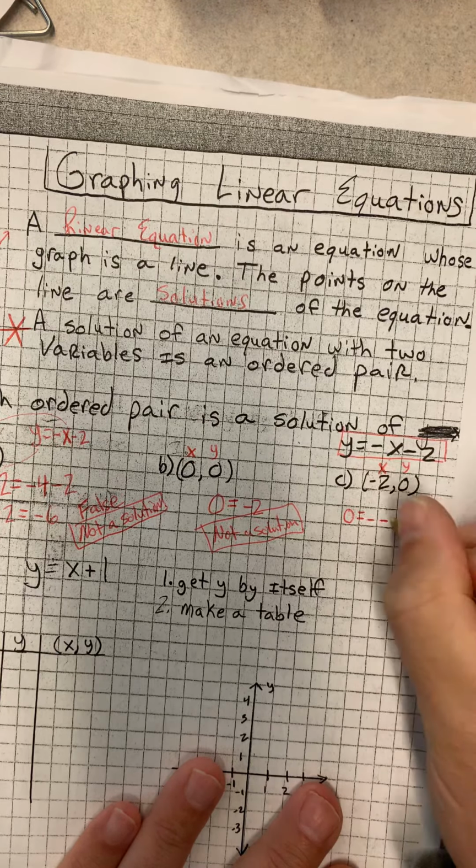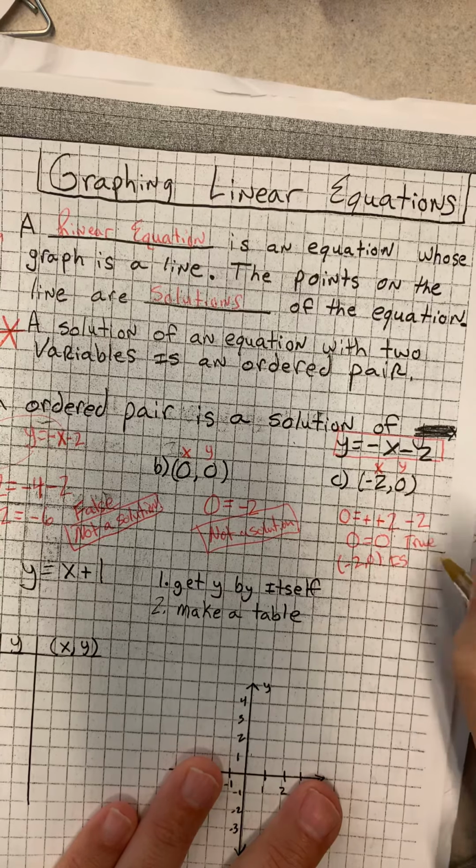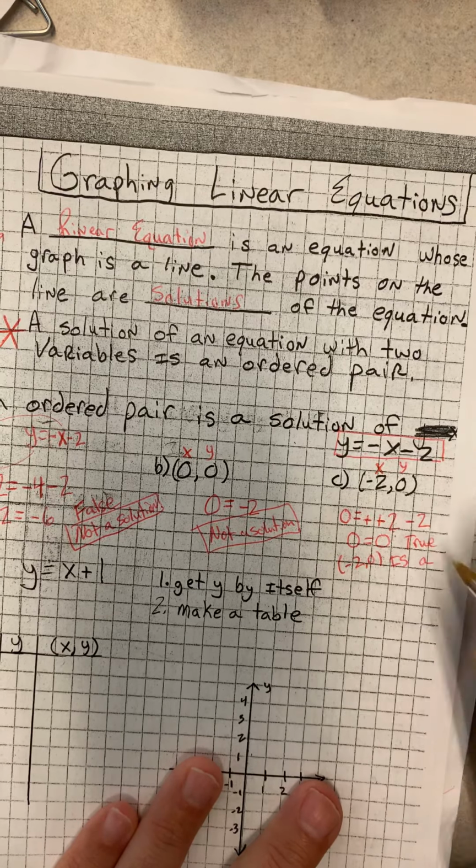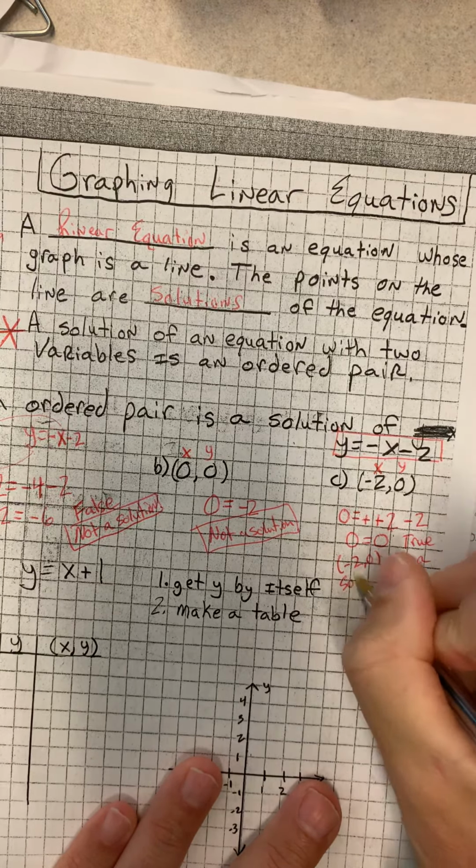0 then is equal to, what is +2 minus 2? Well, anything subtract itself is just going to be 0. Does 0 equal 0? Is that a true statement? It is true. It's true. And I can then say that the ordered pair, -2, 0, is a solution.